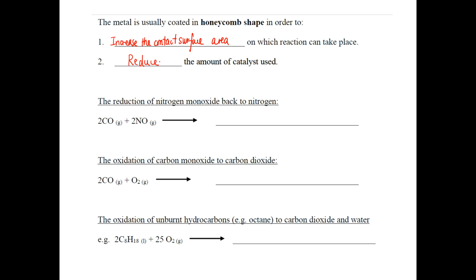So now, how's the conversion? For carbon monoxide, you remember what's the product it becomes? It becomes carbon dioxide, right? And then for nitrogen monoxide, it becomes the most abundant gas in the air, which is nitrogen gas.